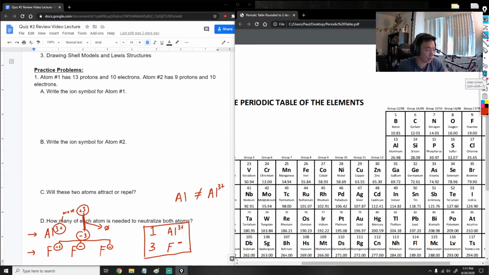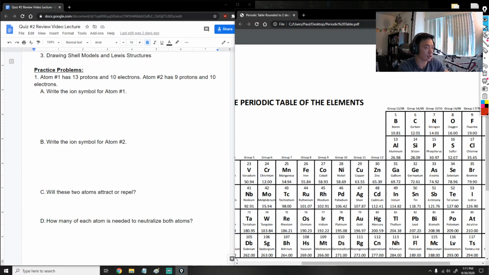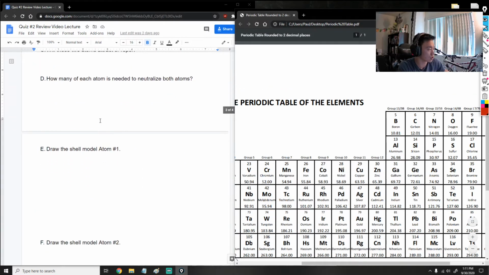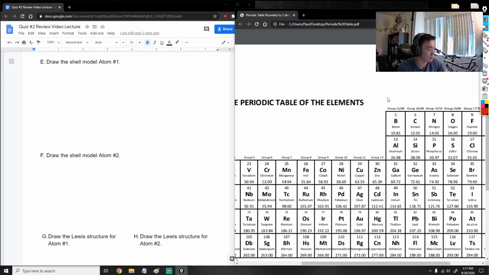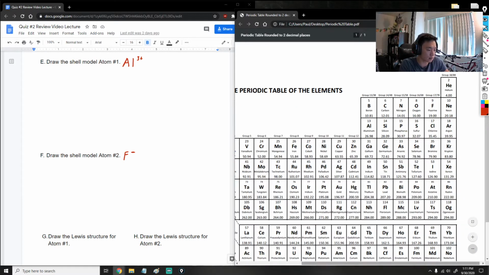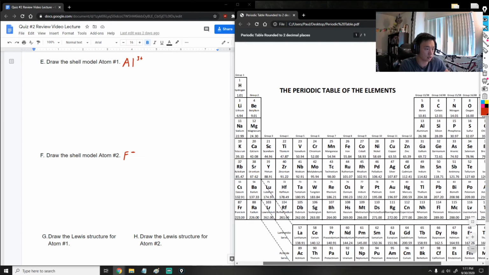Alright, so we figured out how many you need to neutralize one another. Now we can move on to some drawings. Okay, so the first thing that we're going to do is draw the shell model for atom number 1. We said atom number 1 is Al3+, and then we're going to draw the shell model for F-. So let's start with Al3+. Okay, so in order to draw the shell model, we first need to figure out, obviously, how many shells our atom has.